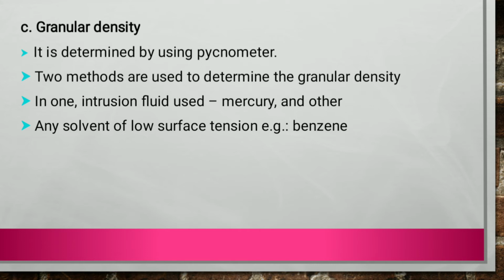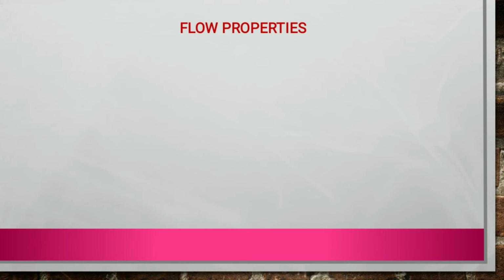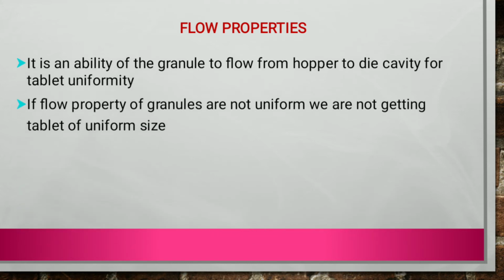Then the next property of granules to be determined is flow properties. So flow property can be said as the ability of granules to flow from the hopper to the die cavity for tablet uniformity. If the flow property of granules is not uniform, we are not going to get an even tablet of uniform size. Further, the flow property depends on several factors like particle size distribution, moisture, temperature, etc.